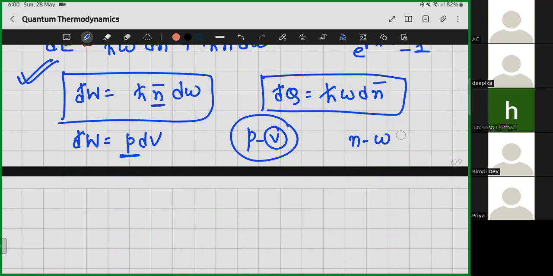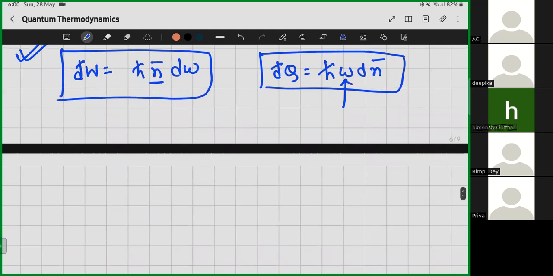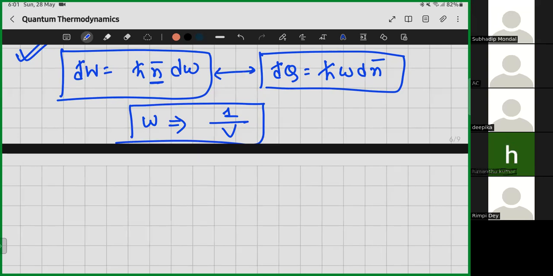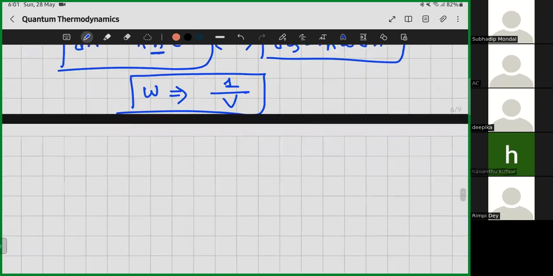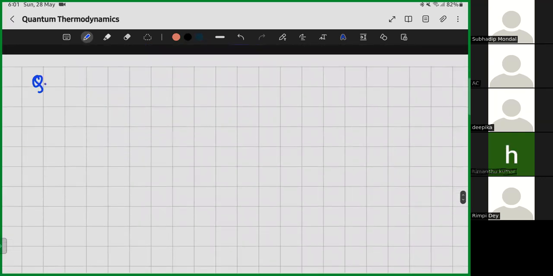I will discuss this. Just one thing here: this omega is related with the volume. It is not proportional, but related with the inverse of the volume. This is the main important thing. Otherwise, we can't explain. From these two relations, we have to consider that omega is related with the inverse of volume. Then we can explain the quantum thermodynamic cycles. So first, I will discuss the quantum Carnot cycle.